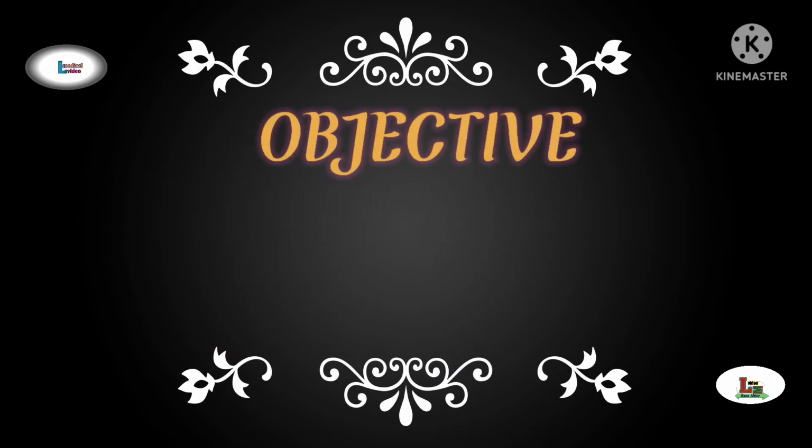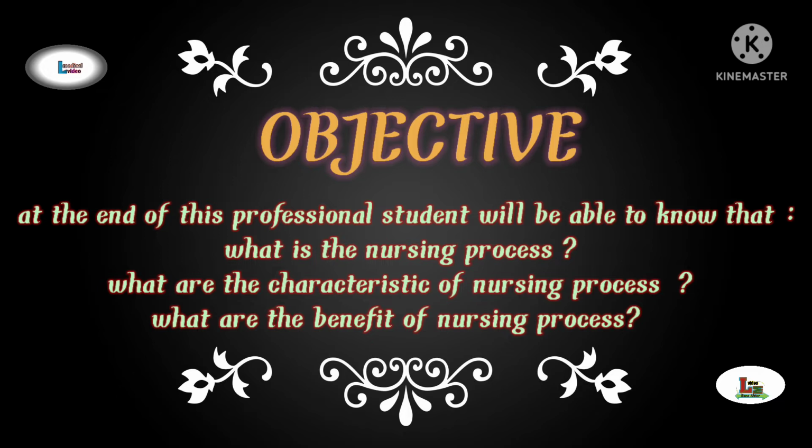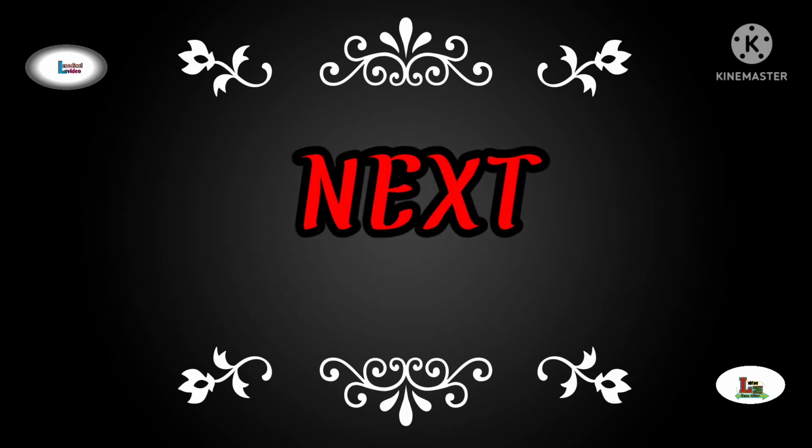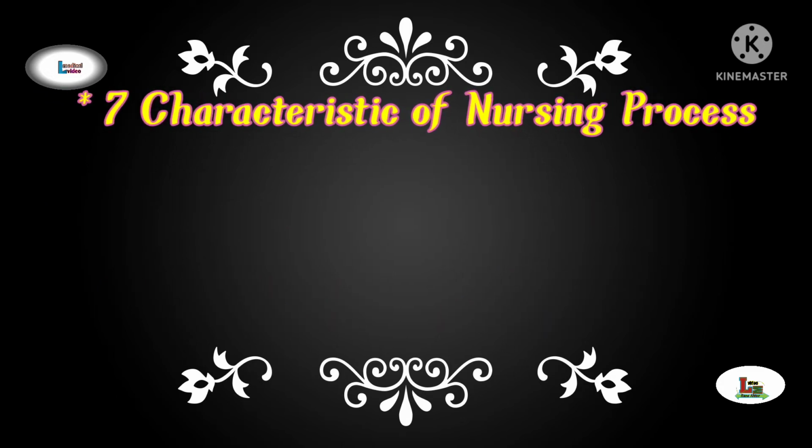The next is objective. At the end of this, the professional student will be able to know what the nursing process is, what the characteristics of the nursing process are, and what the benefits of the nursing process are. So next one is the characteristics of the nursing process.